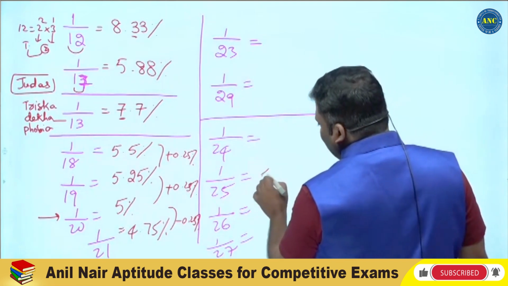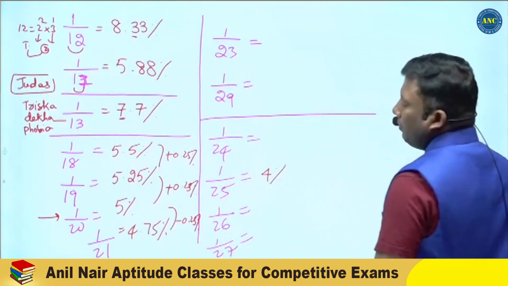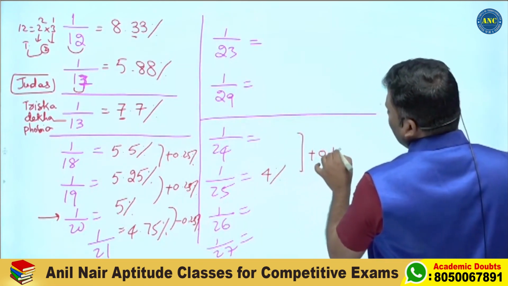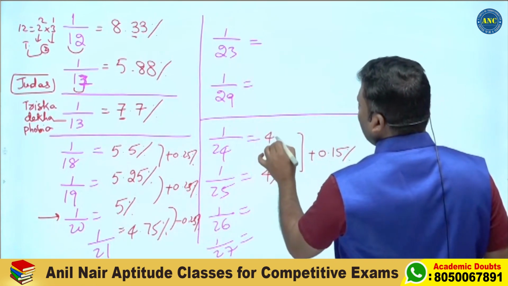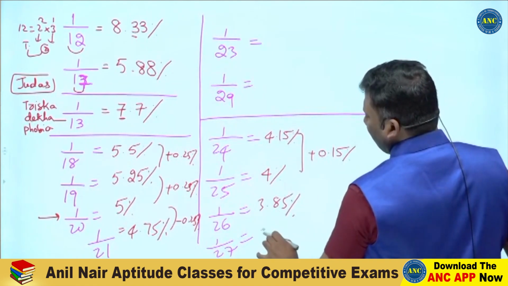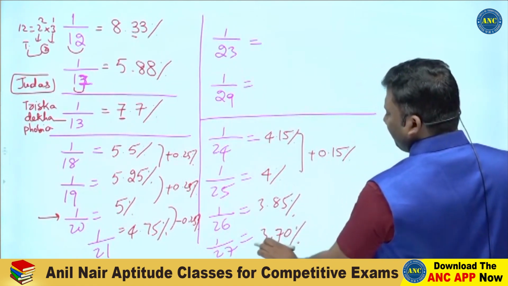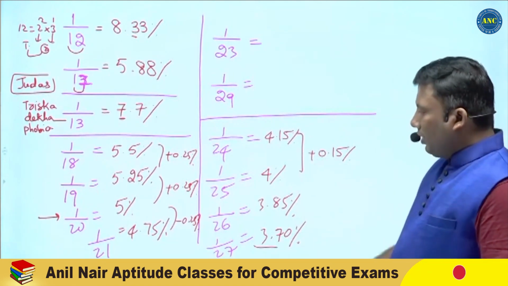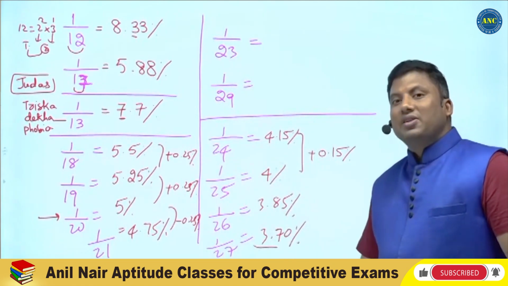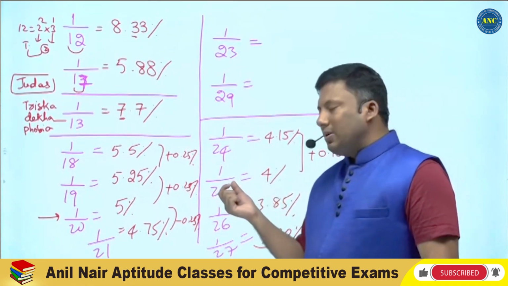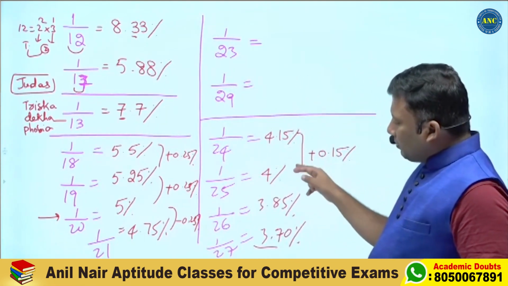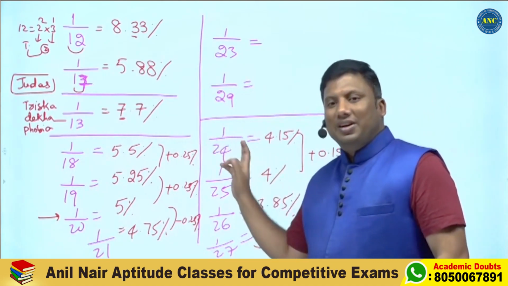Similarly, 1 by 25 it is 4%. They all go together with a deviation of 0.15%, which is 4.15, 3.85, 3.7. 24, 25, 26, 27. They all go together with a deviation of 0.15. Simple index: 1 by 25 it is 4%. Increase by 0.15 as the denominator value decreases.